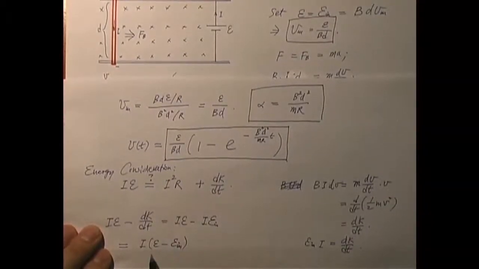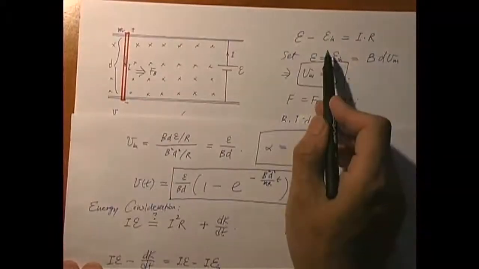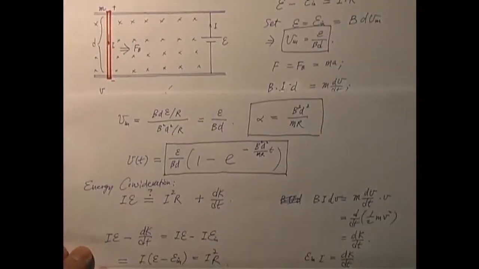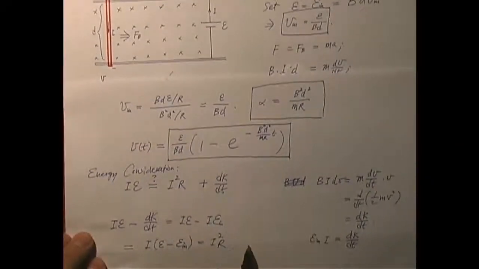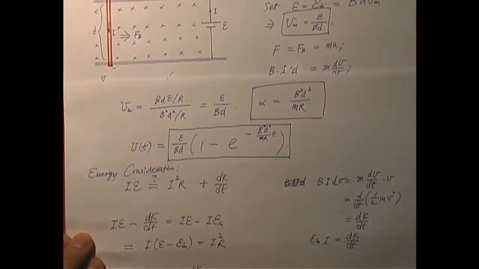But wait a minute, what is epsilon minus epsilon induced? Isn't that the net EMF of the loop? And what is that equal to? I times R, right? That's Kirchhoff's rule. So this is I times R, so it's I squared times R. See? Now move this term back. Move this dK/dt back to the right-hand side. I get I epsilon equals I squared R plus dK/dt.